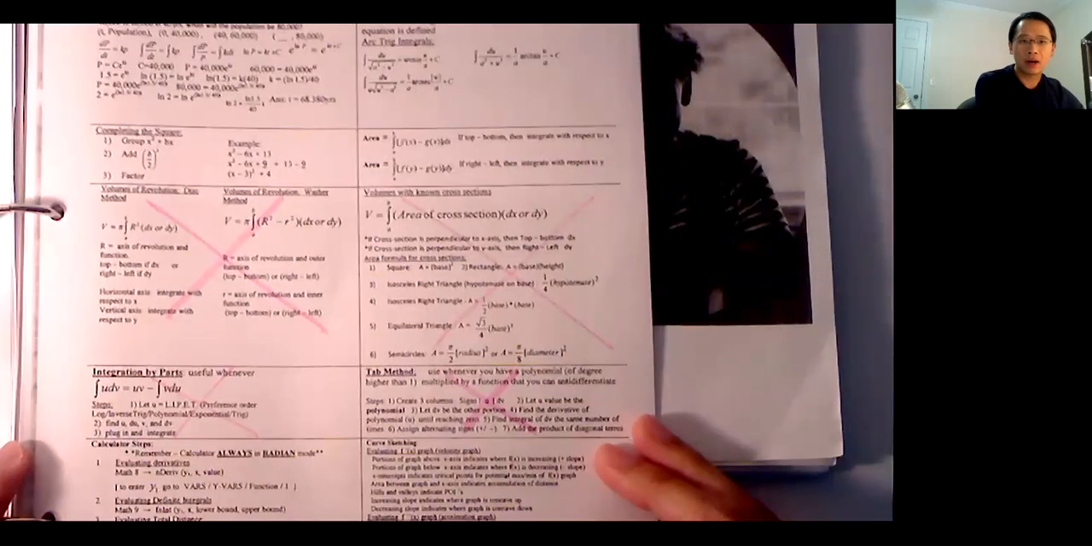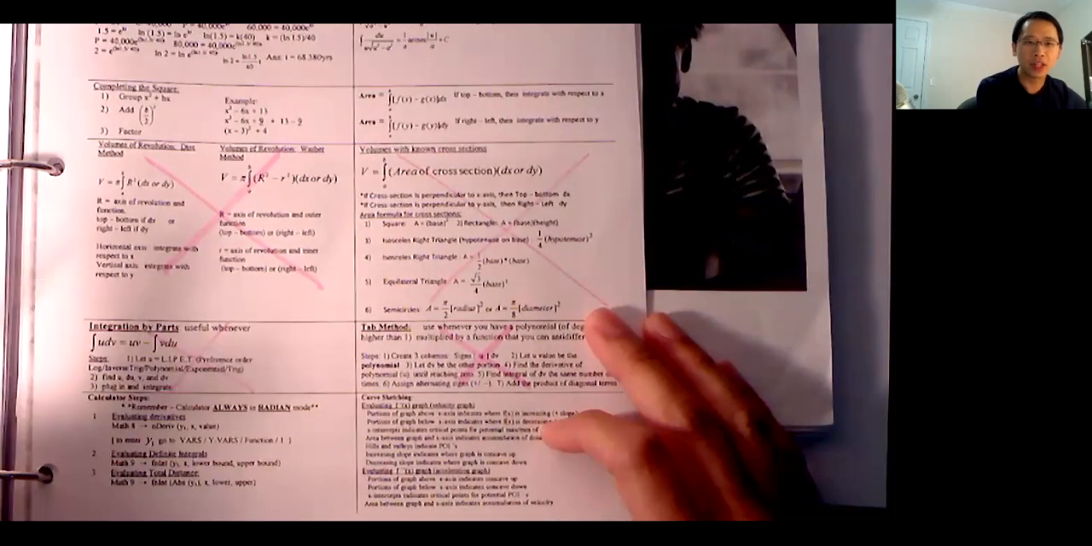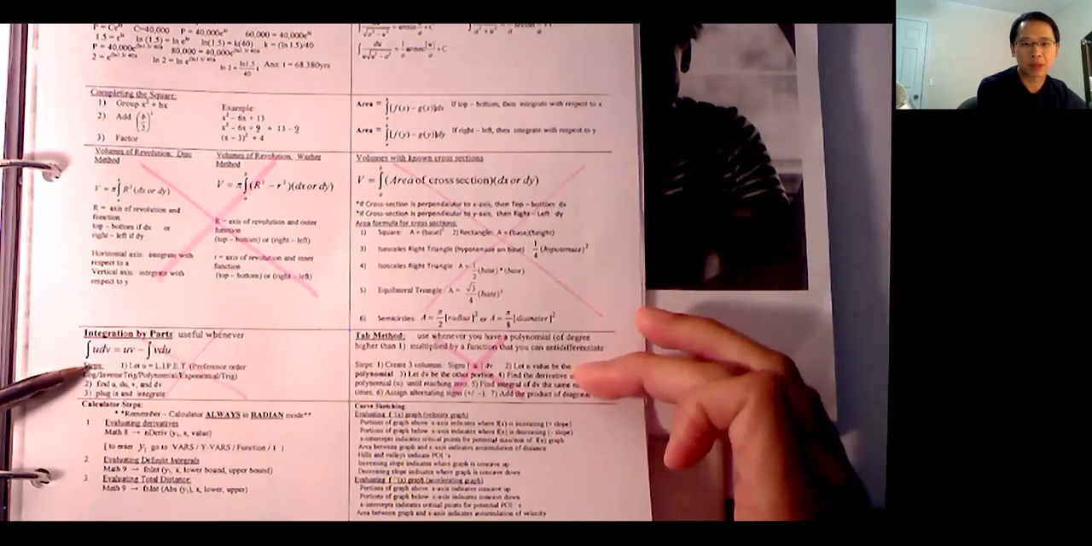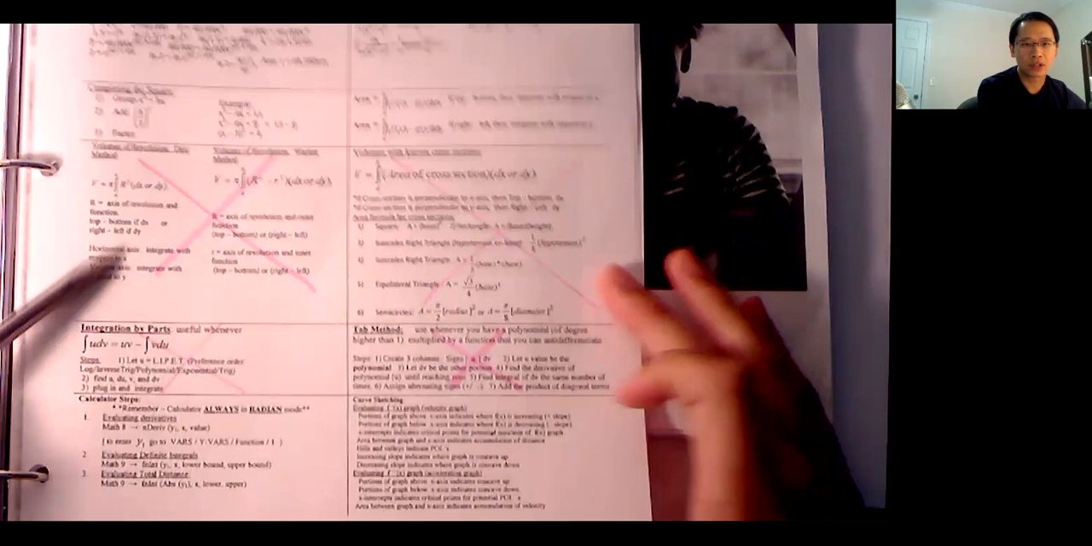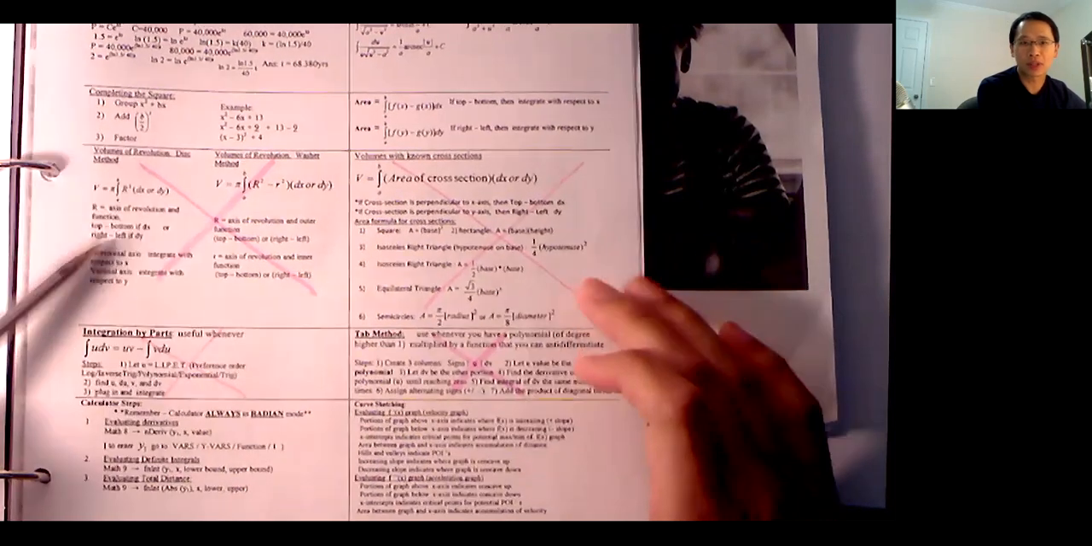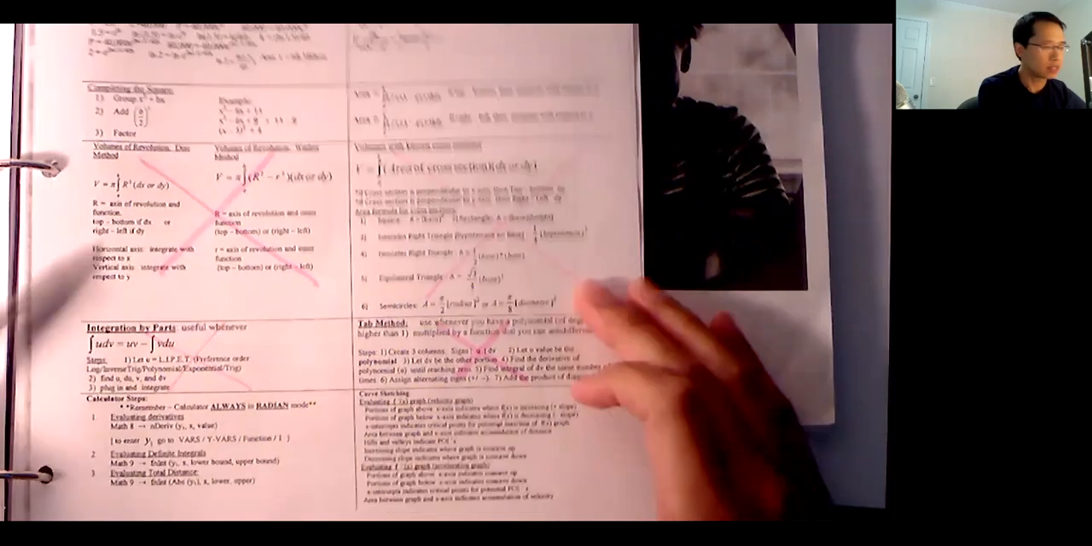And then you can cross off anything dealing with chapter 7 and 8, so integration by parts, tab method. We didn't get to these points, and the disc method and washer method is not going to be on the exam, so you can cross these out. Okay.